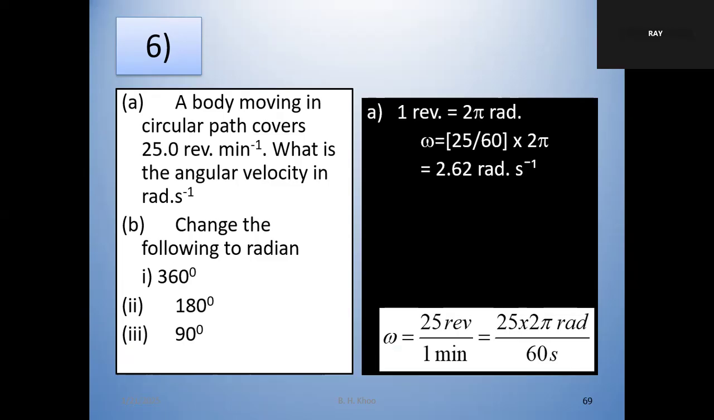Okay, 360 degrees, how many radians? 2 pi radian, 3.142 times 2. Just give 2 pi radian, good enough, no need to calculate it out. 180 degrees, how many radians? Pi radian. 90 degrees is 1/2 pi.